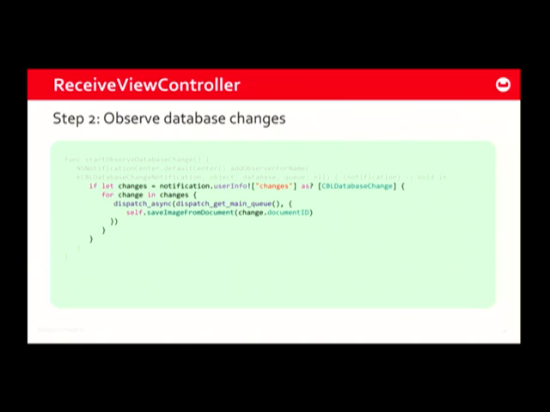We start the database change listeners in order to know when the photo from the senders gets saved or synced to the receiver database. Once that happens, we just extract the photo from the change documents and save them into the device camera roll.